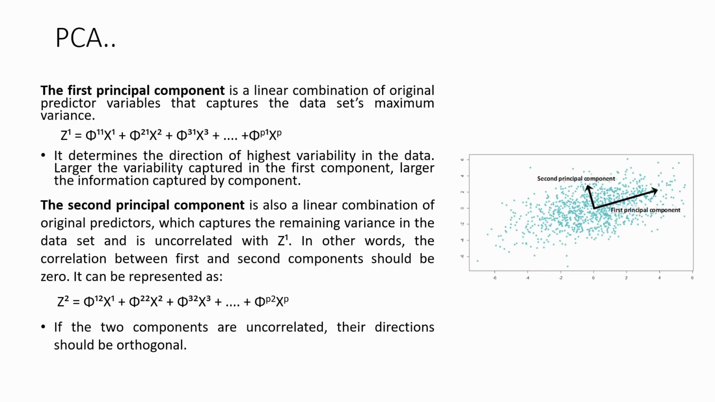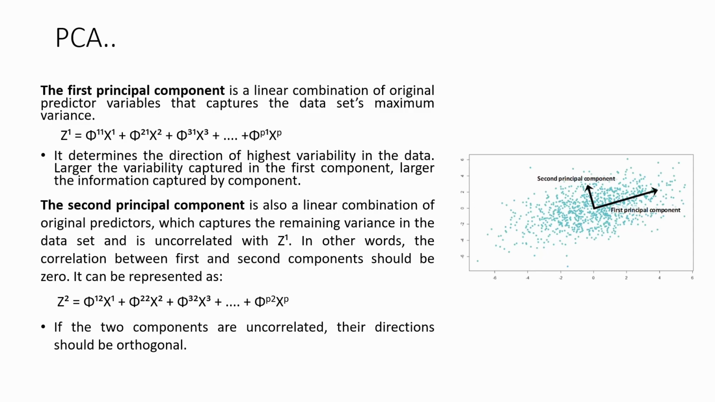Next variance will be the second principal component. So, when we are talking about the first principal component and the remaining principal components, the relation between the first and second principal components should be uncorrelated. We can say the correlation between the first and second component should be 0, or in other words, they should be orthogonal to each other, that is perpendicular.